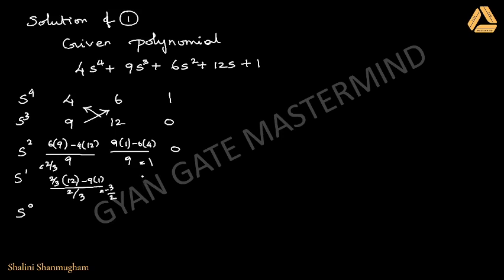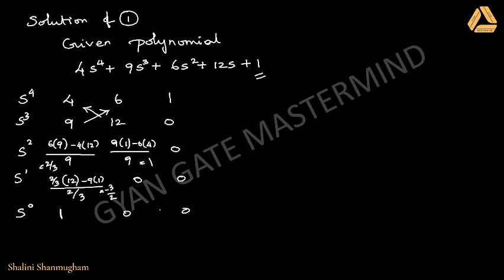So try to find it by yourself. The second element in the fourth row will become 0. And coming to the last one, the constant, which is 1. So the 1 is the element in the last row, and the other elements are zeros.